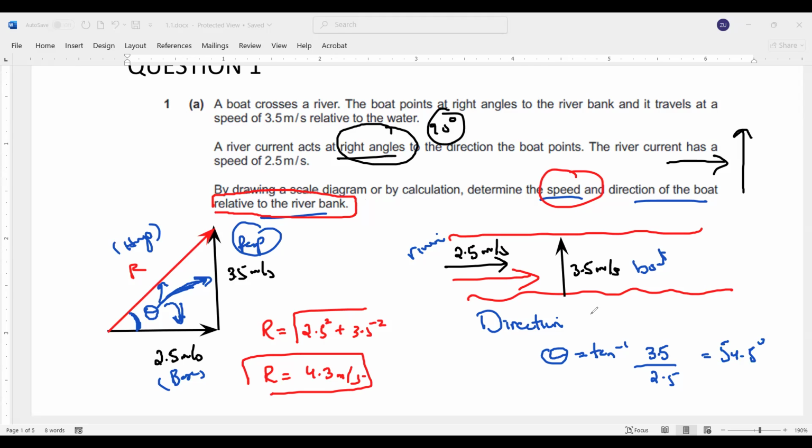For degrees, when you're writing an answer, you can write the whole number. Like 54.5, even one decimal place is fine. Same like maths before. Should we draw? Why should we draw 2.5 first? Because in the question they mentioned we need the resultant from the river bank. So the direction of the flow of the river and the river bank is the same. That's why we have to draw 2.5 first.